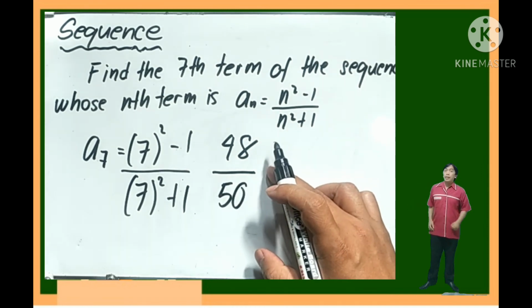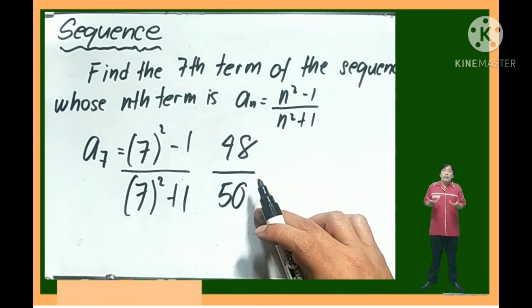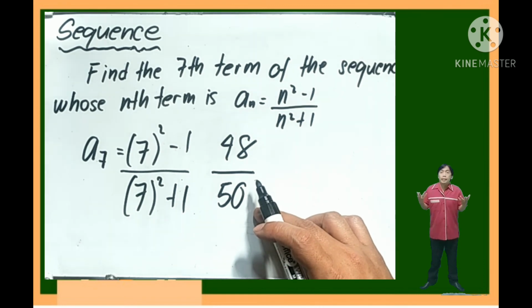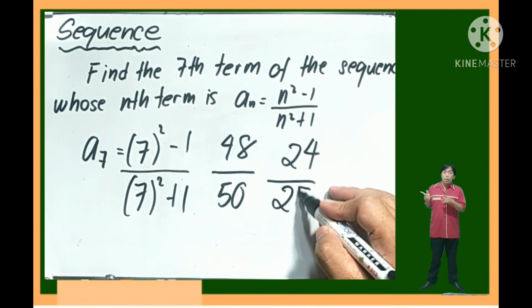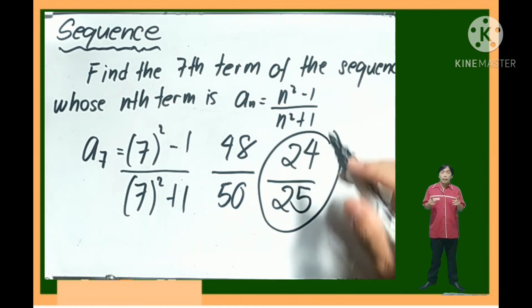Now, we notice that 48 over 50 can be reduced to lowest terms, since it is divisible by 2. So, the answer is 24 over 25. This is now the 7th term.